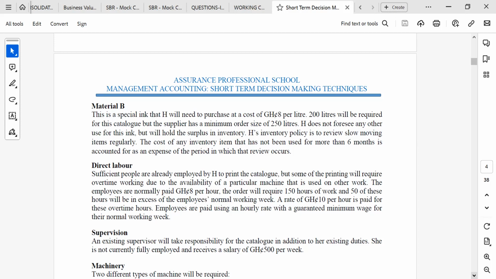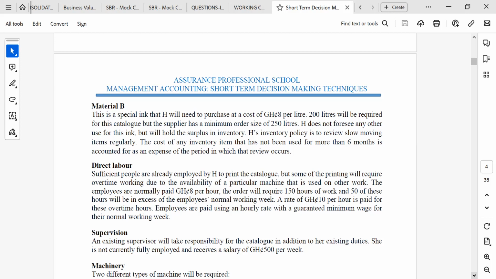Let's come here. How many hours are they using on this particular contract? From the statements, they need 100 hours on the machine, but the order will require 150. And 50 of these hours will be in excess of the employee's normal working week. So it means that they are going to be doing only overtime of 50.